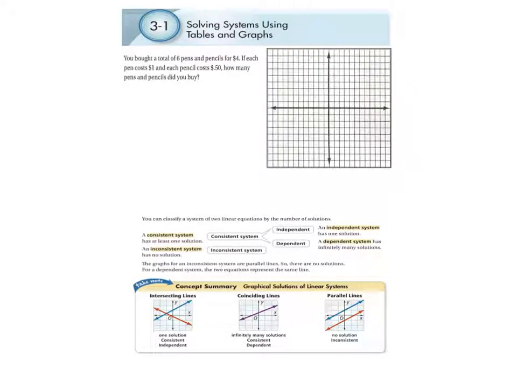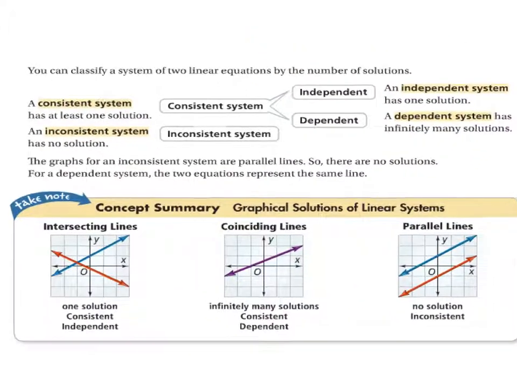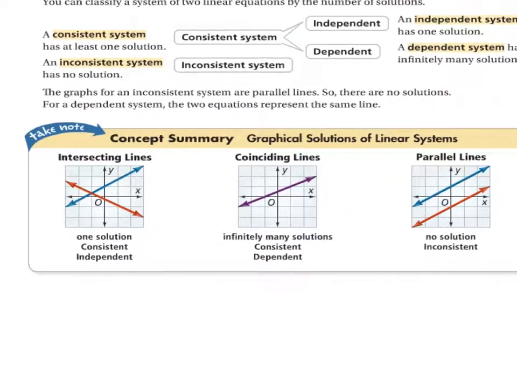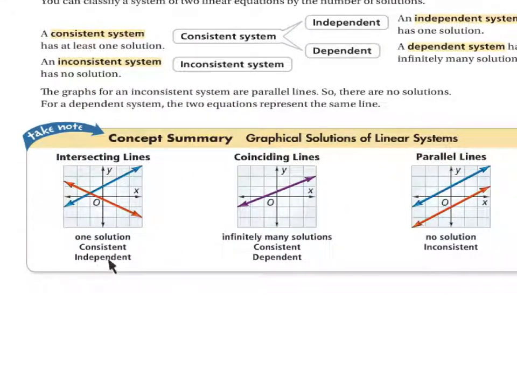Okay, this is section 3.1, and we're going to talk about special systems. Now, you've already graphed systems, and you know that in order to find the solution to a system, it's where the two graphs intersect. Okay? And so you've seen this part right here. This is an example of what you've already seen before. Okay, two lines, they intersect at one point, and that one point right there is the solution.